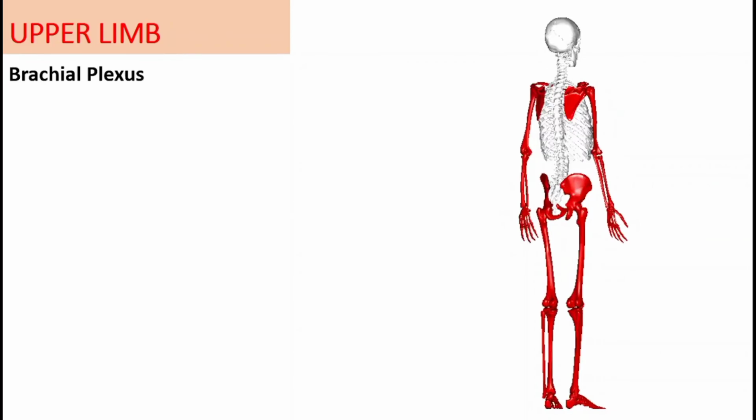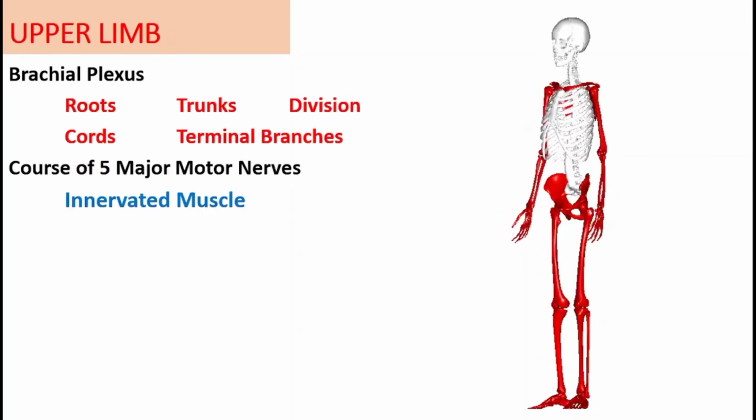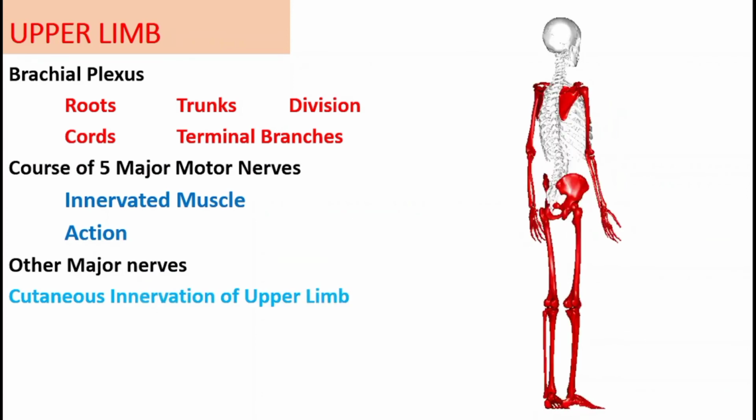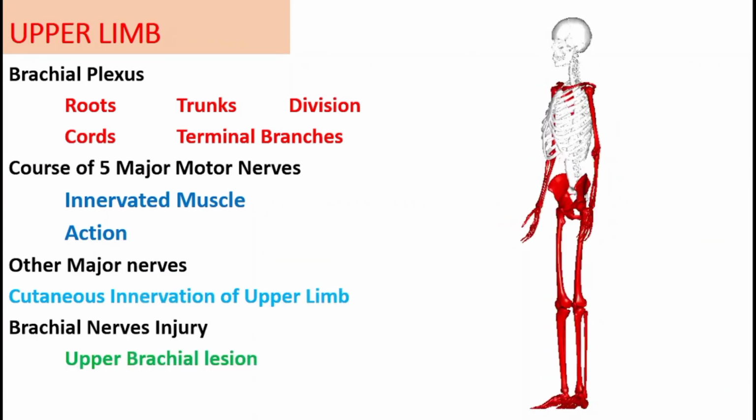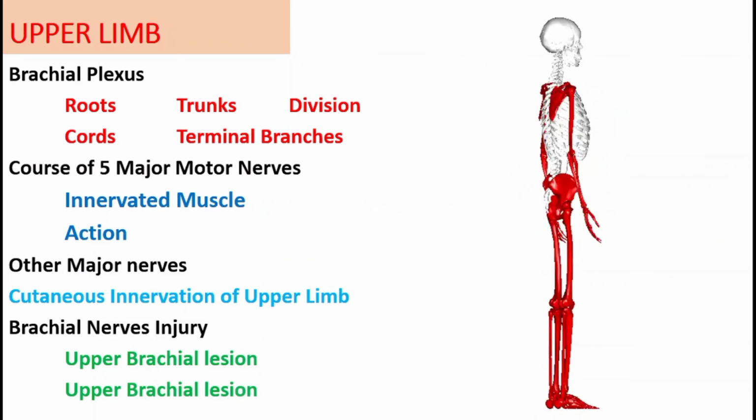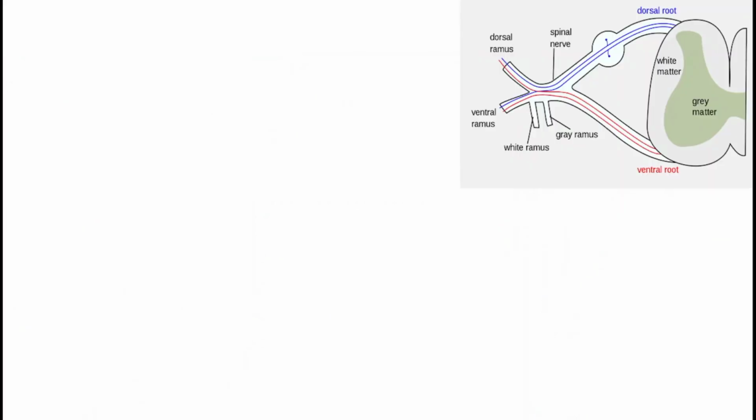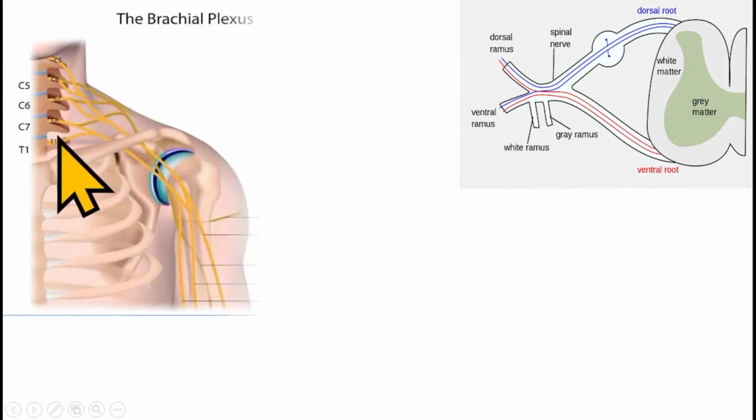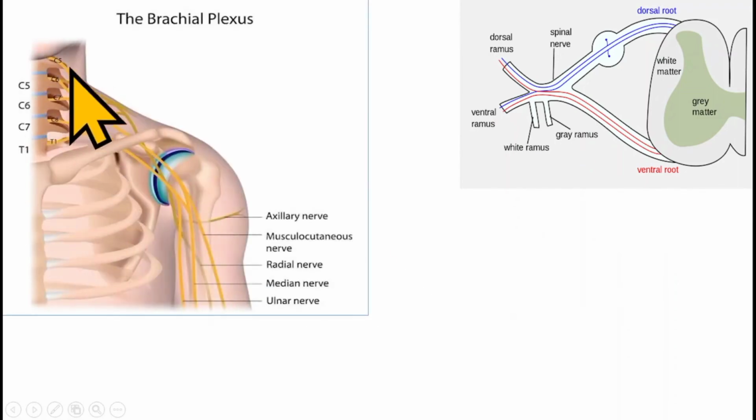These are our objectives: course, innervated muscle actions, other major nerves, cutaneous innervation, brachial plexus injury, upper brachial plexus lesion, and lower and mid lesions. On this aspect, what you can see here is gray matter, white matter, and coming from here are the dorsal root and ventral root. They form a union right here, dorsal rami and ventral rami. This ventral rami is actually involved in the brachial plexus formation. So you can see here the brachial plexus. These are the ventral rami of C5, 6, 7, 8, and T1.